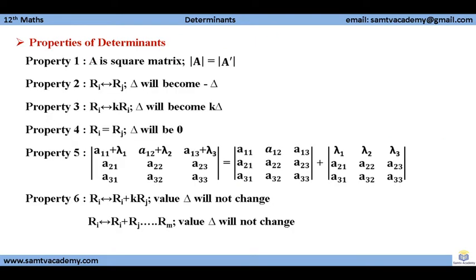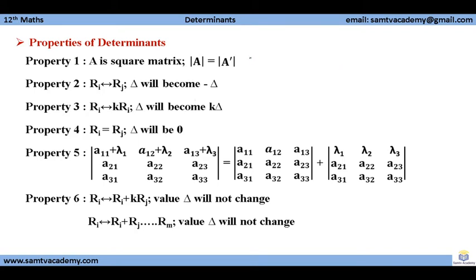Now let's see the properties. As we know, the determinant is found only for a square matrix. Property 1 says that the determinant of A is equal to the determinant of its transpose. Both are equal. If you find the determinant of A, and then you transpose A and find its determinant, then both will be equal.